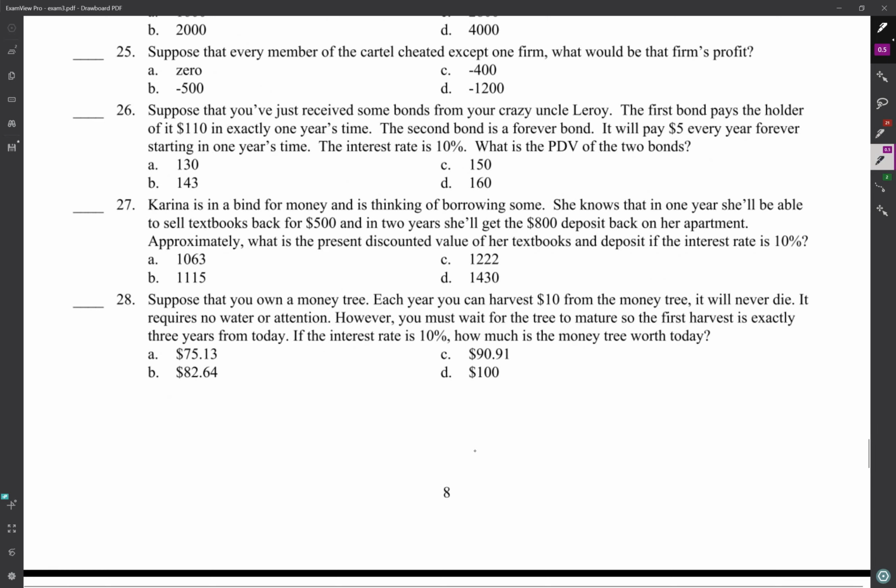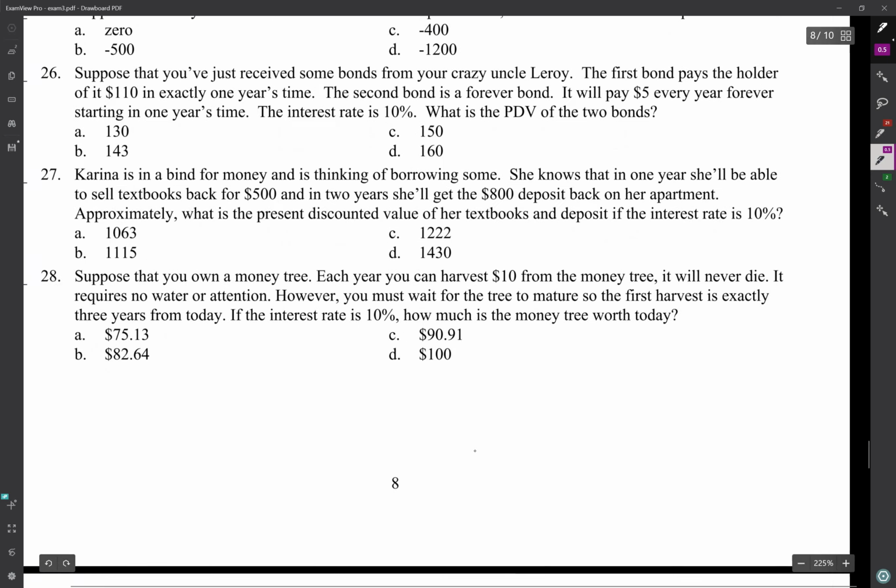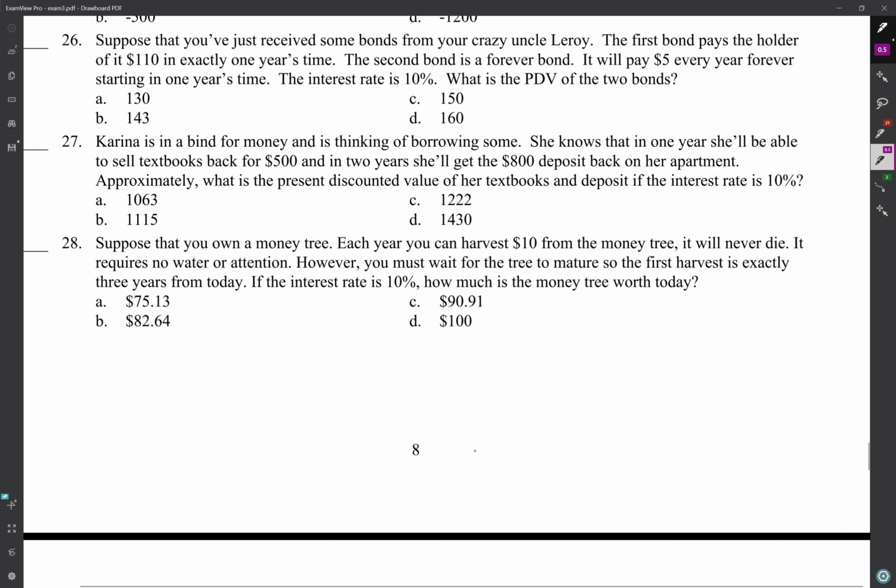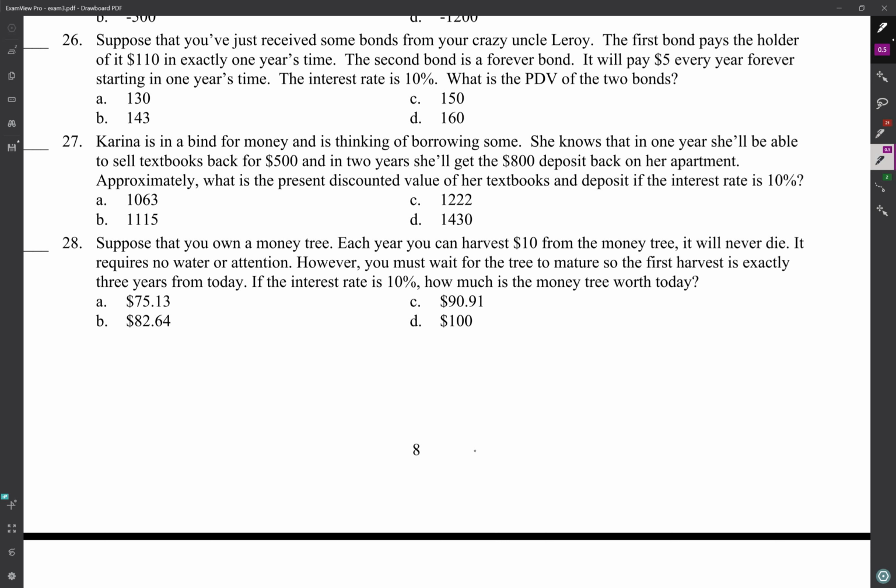All right. So suppose you've received some bonds from your crazy Uncle Leroy. The first bond pays the holder of it $110 in exactly 1 year's time. The second bond is a forever bond. It'll pay $5 every year forever, starting in 1 year's time. Interest is 10%. So what is the present value of these two bonds? So this PDV, that's just present discounted value.